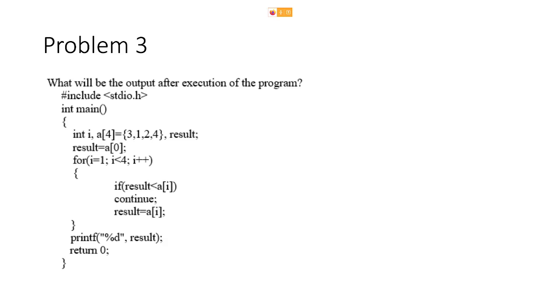Is there anyone who does not understand any syntax in this given program? Or are you all familiar with the syntax? So the correct answer is that it will print 1, and you also correctly observe that it is going to print the smallest element in the array. So let's go over the program and see.